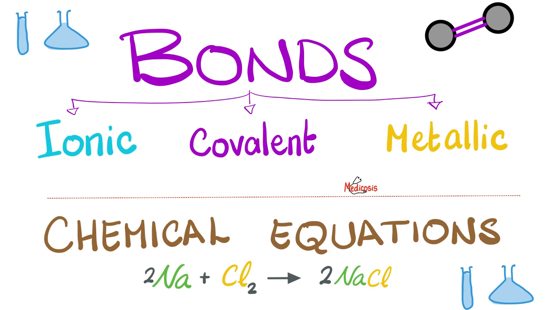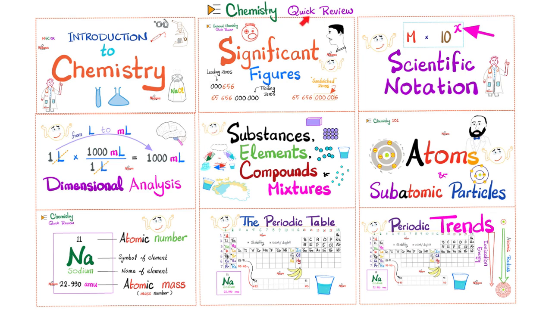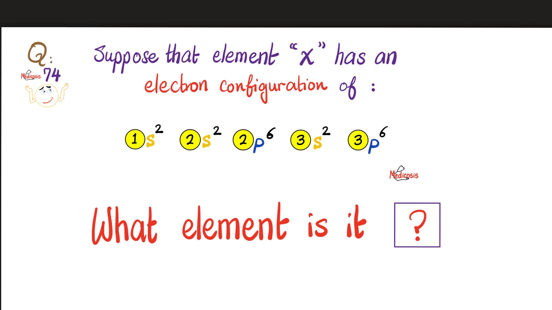Let's get started. Please watch the videos in this chemistry quick review playlist in order. First, let's answer the question of the previous video. Suppose that an unknown element, let's call it X, has the following electron configuration: 1s2, 2s2, 2p6, 3s2, 3p6. The question is, what element is it? Please pause and try to answer this yourself. Let's do it together. It's very easy.